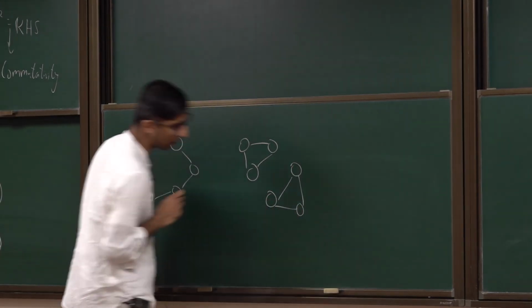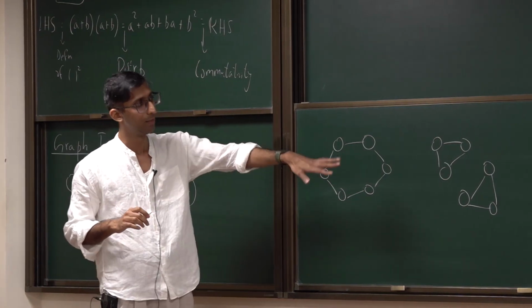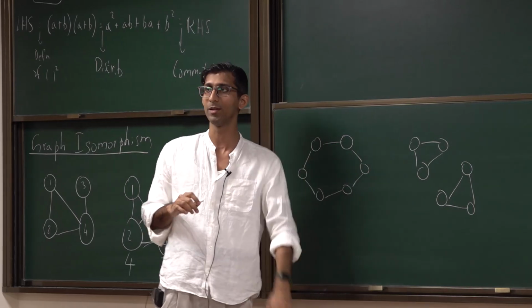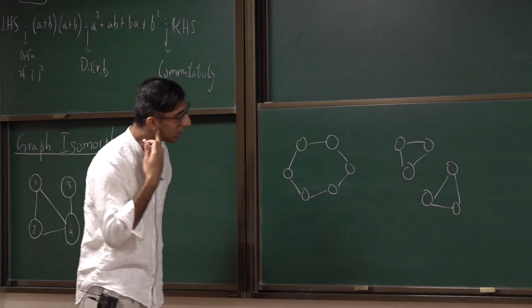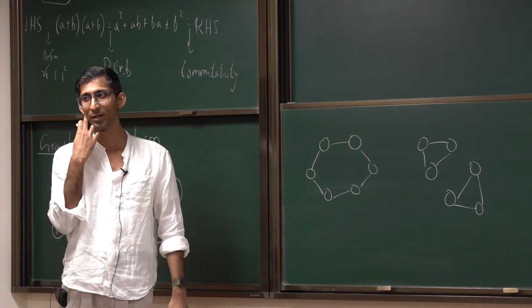Imagine I have these two graphs. One of them is a cycle with 6 vertices, and the other has the same 6 vertices, but it's 2 different cycles of 3. Now, how would you prove, for example, here that these two graphs are not isomorphic?